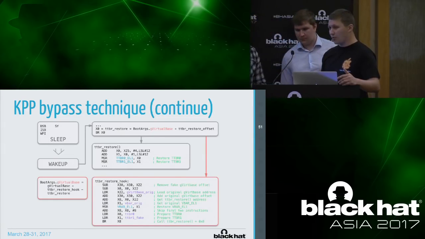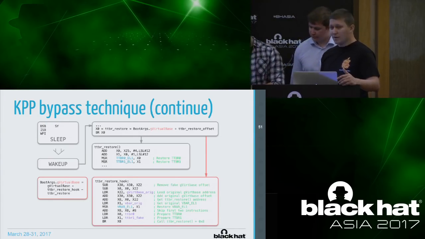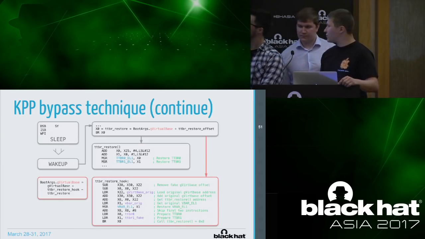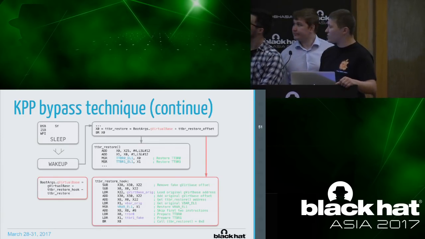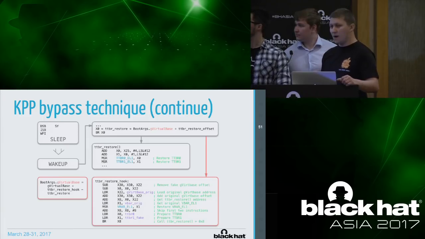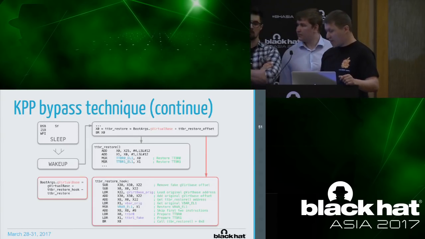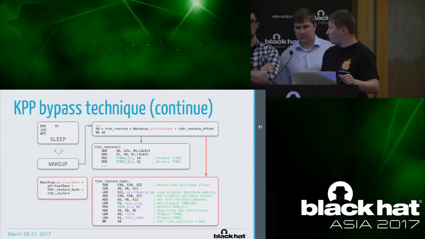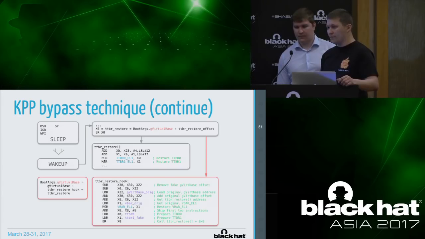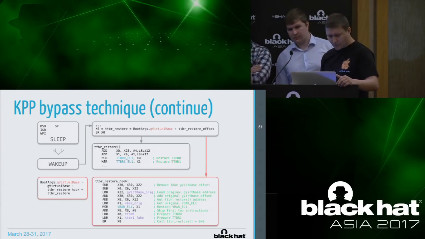In this TTBR restore function, which is obviously shellcode, we restore the virtual base, then restore the VBAR register, then set our fake TTBR registers, and then call the original TTBR restore, skipping just the first two instructions. Now KPP is finally bypassed. But this trick was unfortunately closed in iOS 10.2. There's another one where you can hook the deep sleep and idle sleep handlers as well, but it's a lot more involved, unfortunately.